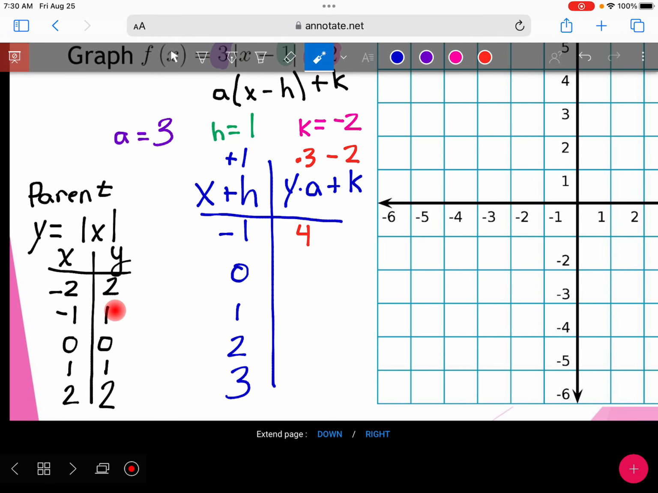Do that again. 1 times 3 gives me 3, minus 2 gives me 1. 1 times 3 is 3, minus 2 is 1. 0 times 3 is 0, minus 2, negative 2. 1 times 3 is 3, minus 2, 1. And 2 times 3 is 6, minus 2 gives us 4.